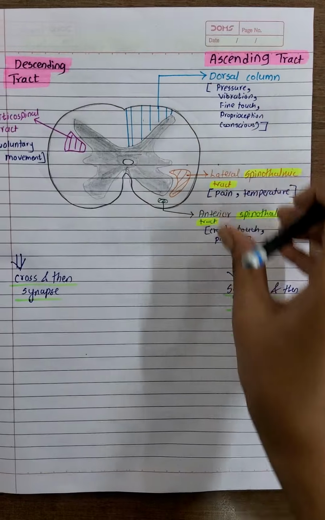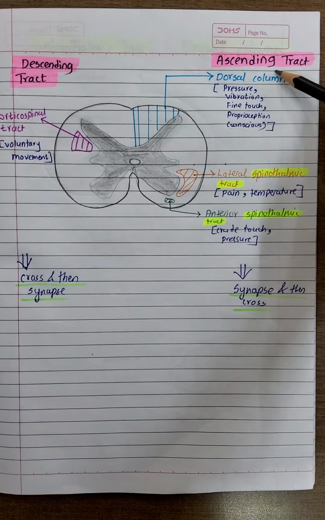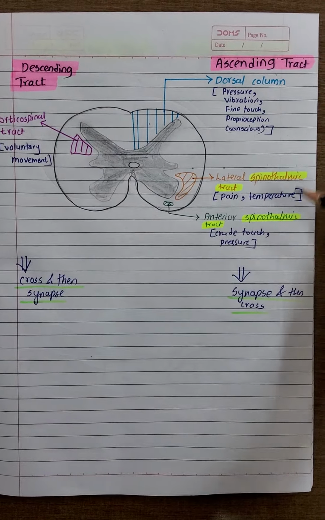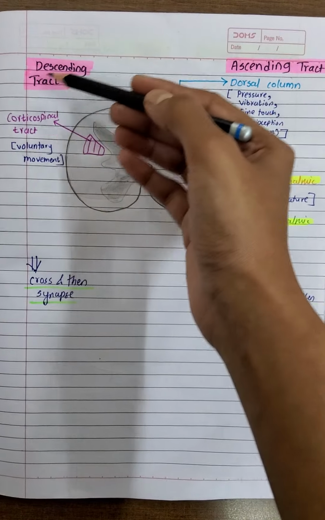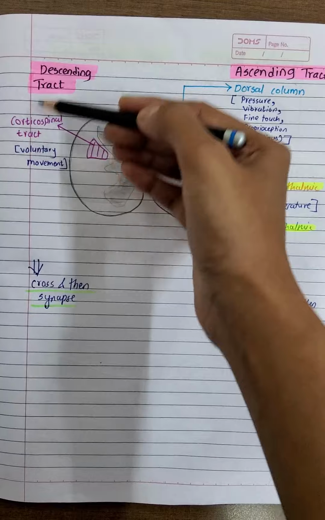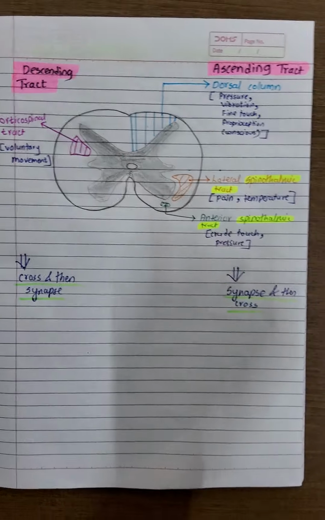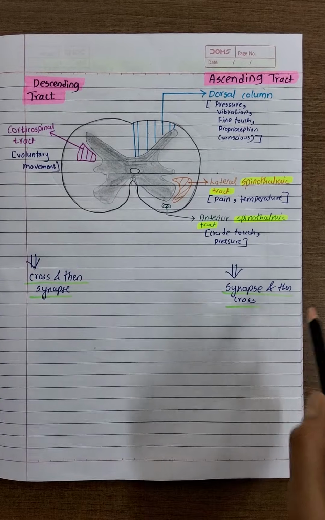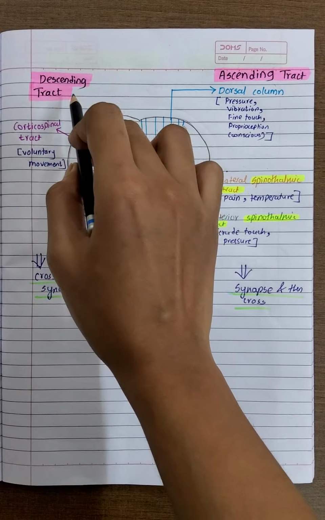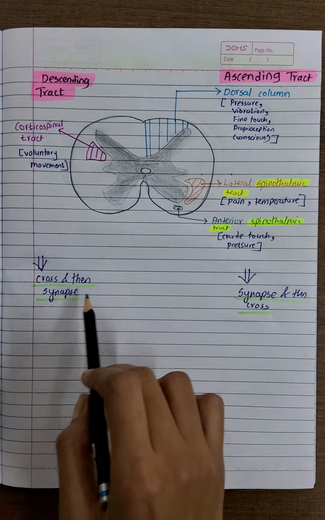The ones written on the right side, that is dorsal column and spinothalamic tract, are the ascending tracts, whereas the one on the left, that is corticospinal tract, is descending tract. Ascending tracts first synapse and then they cross, whereas descending tracts first cross and then they synapse.